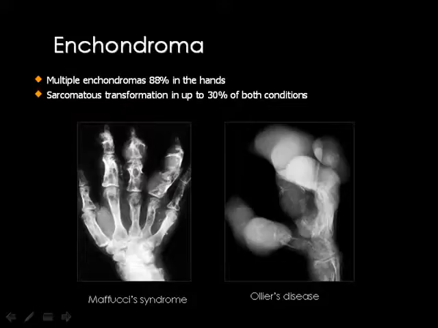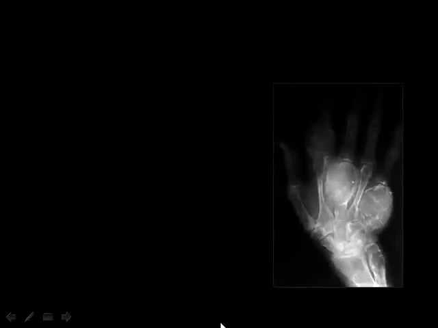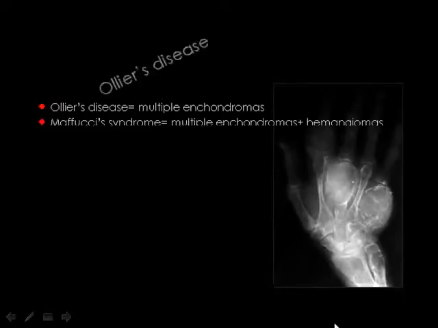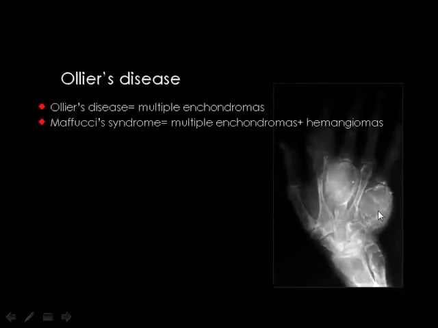Then if the patient had multiple enchondromata, this is what is called Ollier disease. If the enchondromata are associated with hemangiomas identified by the presence of multiple soft tissue phleboliths, then this is Maffucci syndrome. And this is Ollier disease, where you can see multiple enchondromas. This is an enchondroma, another one, another one, another one.